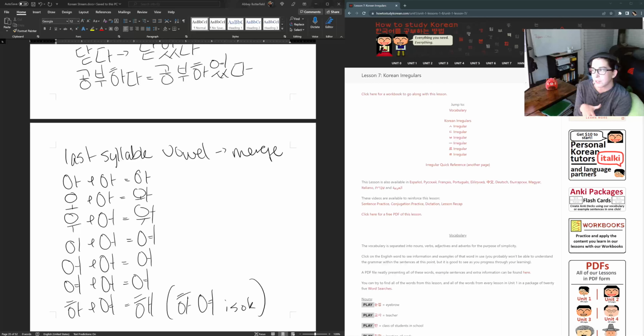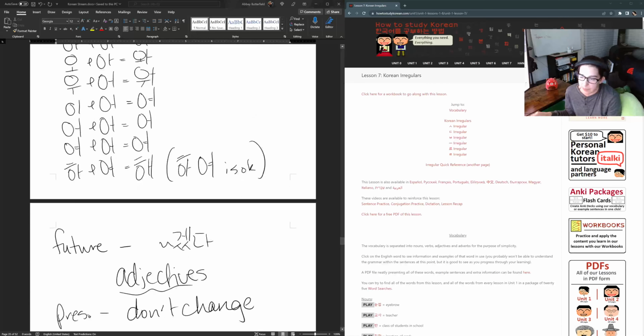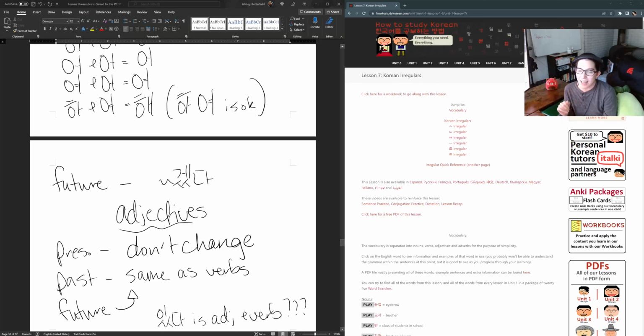And here's our lovely little cheat sheet for how to merge the vowels if it ends in a vowel, because you want to just smash them together and create one vowel. So we have a and a make a, o and a make wa, u and o make wo, e and o make yo, o and o make o, yo and o make yo, and ha and yo make he. Although saying hayo is also accurate. And it's fine. For future tense, all you have to add is 겠다.